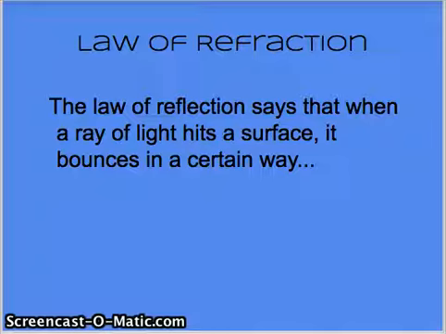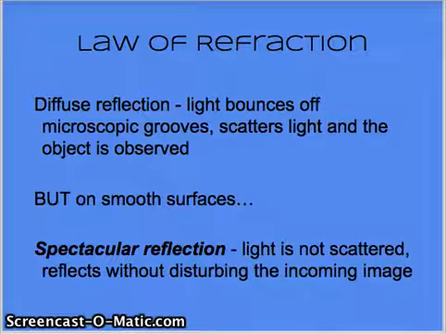The law of reflection. The law of reflection says that when a ray of light hits a surface, it bounces in a certain way. There are two types we'll consider. Diffuse reflection is when light bounces off microscopic grooves, scatters, and the object is observed. So we saw this back when we were looking at wavelengths and why we see objects of certain colors, because some wavelengths reflect off that surface. But on smooth surfaces, there's something called specular reflection. Light is not scattered. It reflects without disturbing the incoming image.